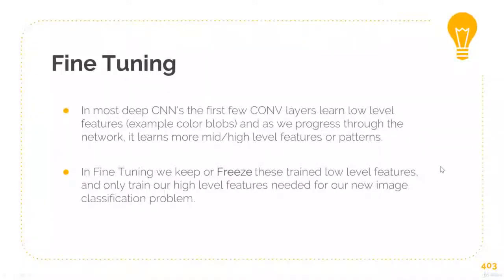So in fine-tuning, in most deep CNNs, the first few convolutional layers learn low-level features, as I explained. Those are things like edge detectors or color blobs and that kind of stuff. And as we progress through the network, it learns more high and mid-level features. So in fine-tuning, we just keep the lower levels frozen, and we can also just train the high-level features as well.